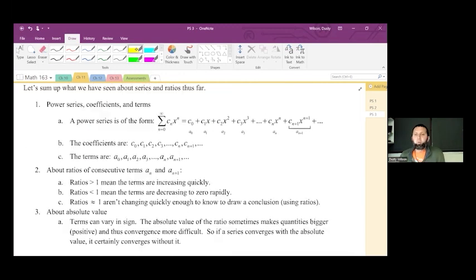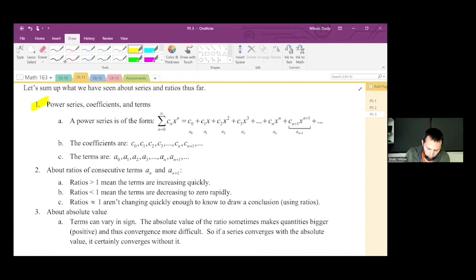So let's sum up what we've seen about series and ratios thus far. Let's start off by talking about the power series coefficients and terms. A power series has this form: the sum from n equals 0 of c_n times x to the n, equals c_0 plus c_1 x plus c_2 x squared plus c_3 x cubed plus and so on, plus c_n x to the n plus c_(n+1) x to the n plus 1.